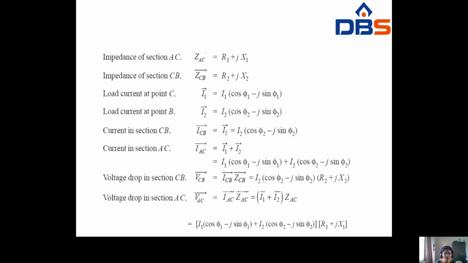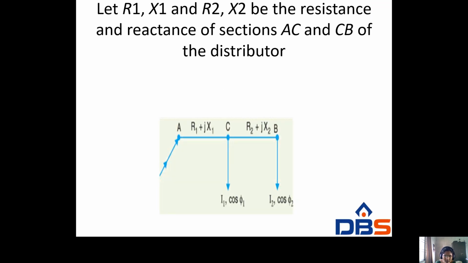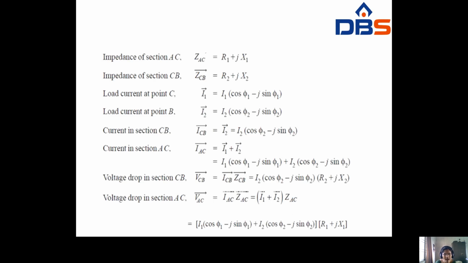Similarly, load current at point C, I1 bar equals I1 cos phi 1 minus j sin phi 1, and load current at point B, I2 bar equals I2 cos phi 2 minus j sin phi 2. Current in section CB, IC bar equals I2 bar, that is I2 cos phi 2 minus j sin phi 2. Current in section AC, IAC equals I1 plus I2, so I1 cos phi 1 minus j sin phi 1 plus I2 cos phi 2 minus j sin phi 2.